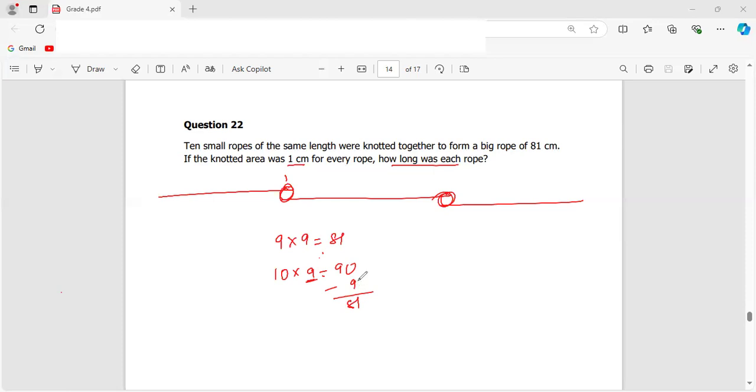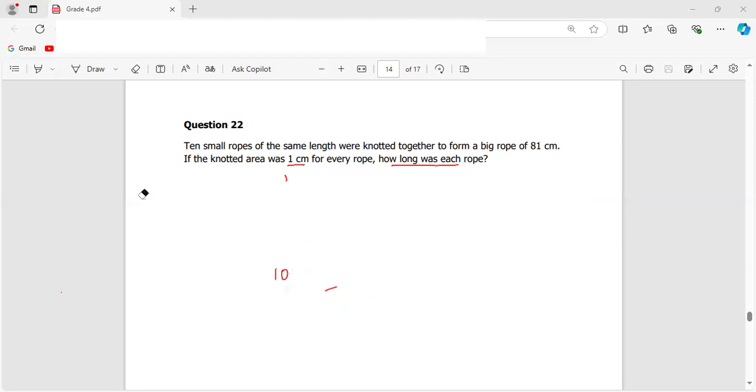So there's an overlap of 9. Like this is 1, 1. So you need to subtract 9 from it. So my answer is 80. How long is each rope? Each rope is 9 centimeter long.